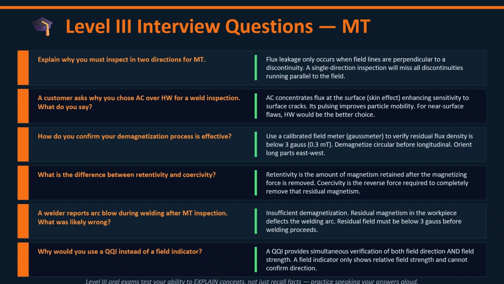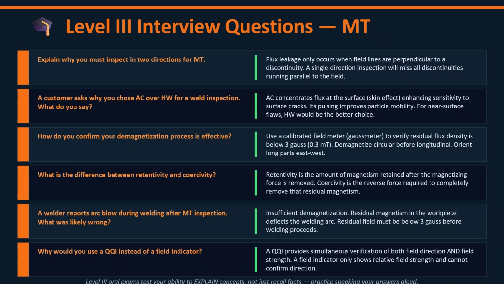These interview questions test whether you can explain MT like an inspector rather than recite a textbook. If asked why two directions are required, explain the field geometry. Useful flux leakage is strongest when the magnetic field crosses the discontinuity approximately at right angles. A single field direction can therefore miss cracks that are poorly oriented to it. If asked why AC was selected for a weld, explain its surface concentration and particle mobility advantages. Then acknowledge that if the inspection objective includes near-surface flaws, half-wave or another suitable current may be more appropriate.